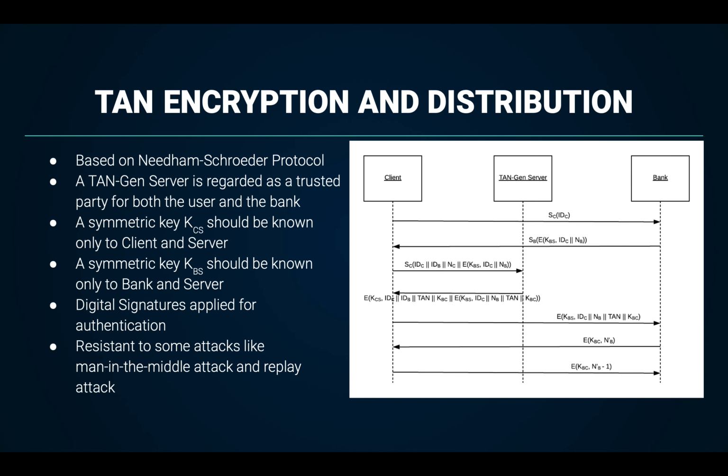The TAN generation server should remain trusted throughout the communication, otherwise the entire scheme will be broken if the server is attacked and fraudulent. The preconditions are that the symmetric keys should be known only to the client and the server, and the bank and the server. Digital signatures are used here to ensure the authenticity. The protocol works as the following example. The entire mechanism works without the client's awareness.